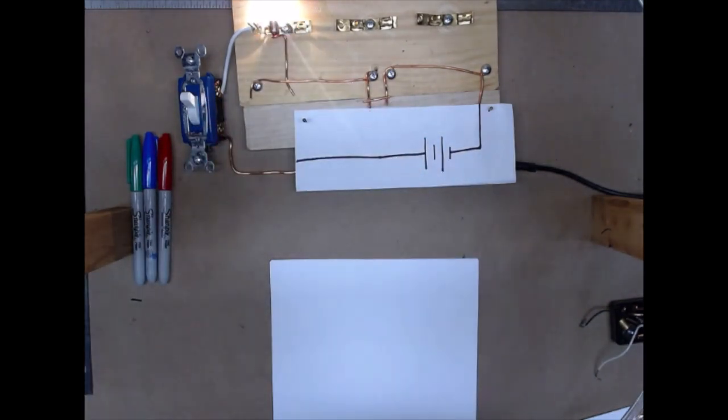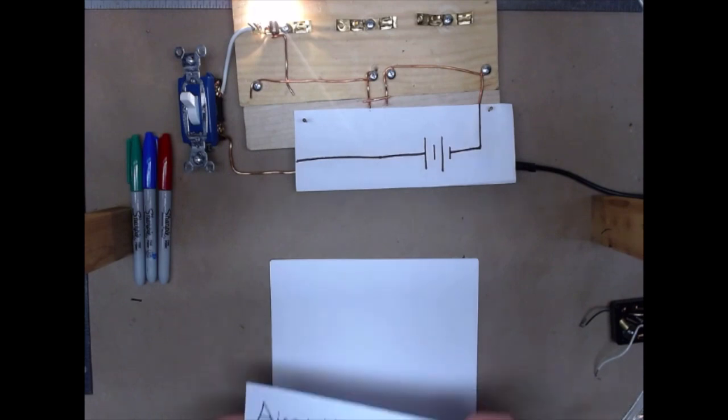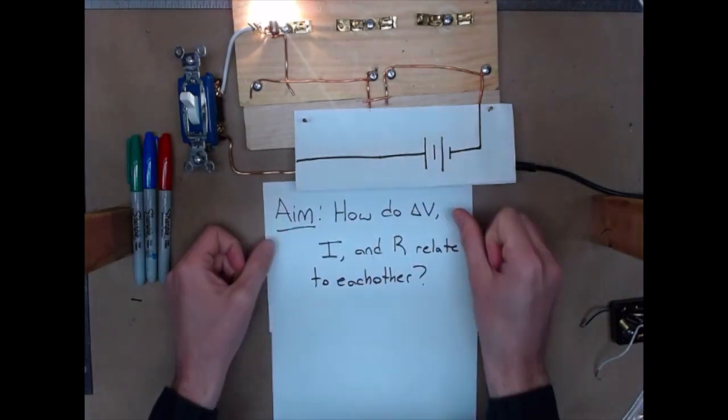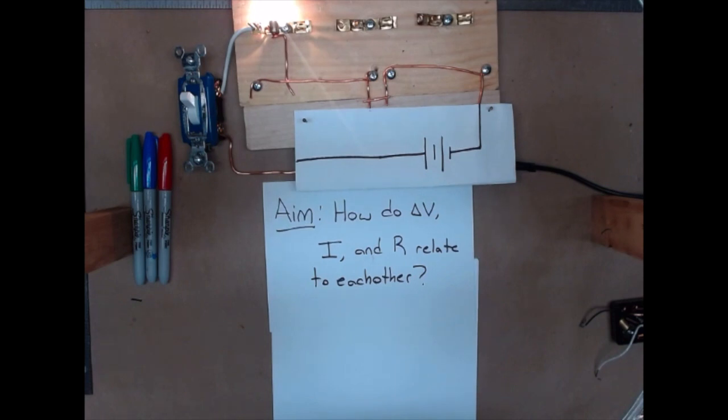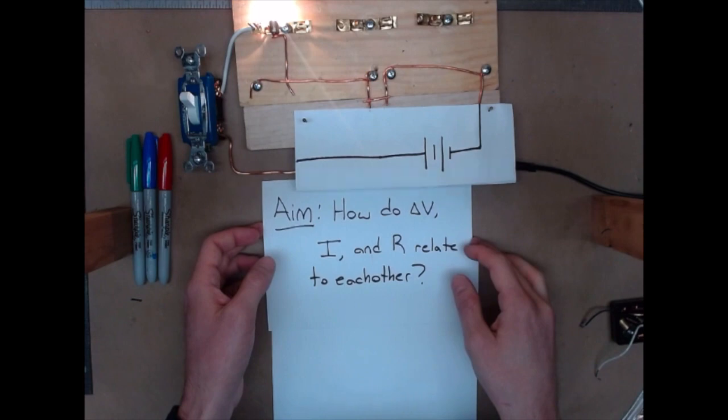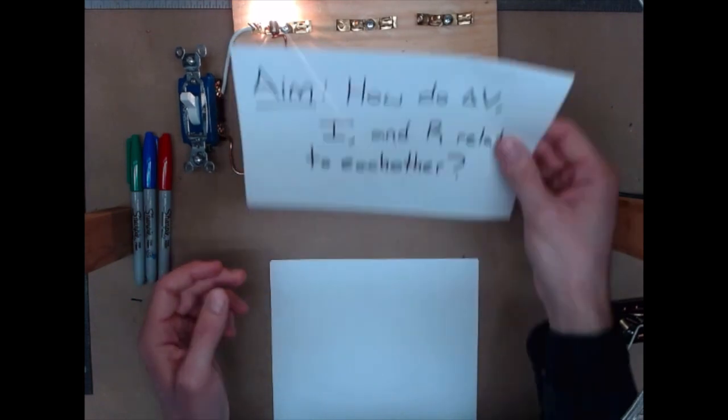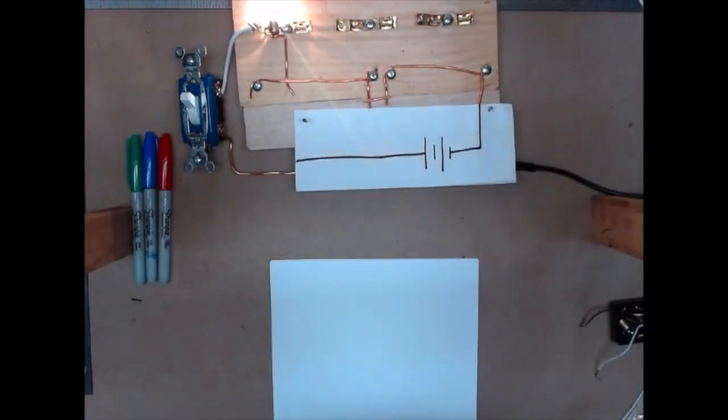But as I said in the intro, what we're going to talk about is how potential difference, current, and resistance relate to each other. Well, to do that, what I'm going to need to do is build a circuit where I can change these things, right? So let me draw out what a circuit like that would look like.